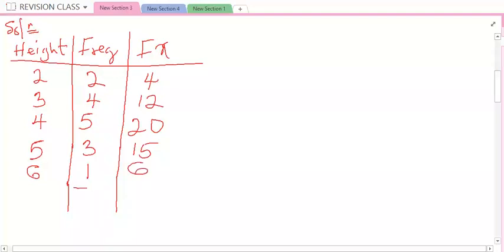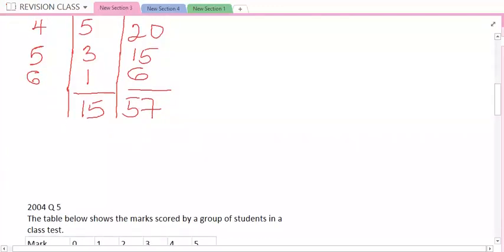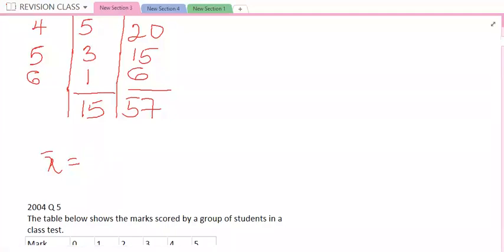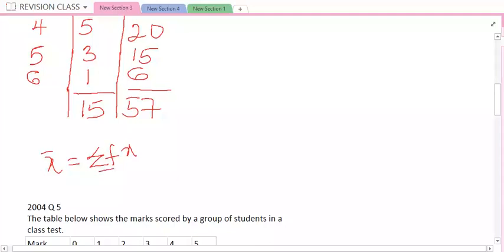You now go down. You take the summation of all the frequency and the summation of all the fx. If you take the summation of all the frequency, 2 plus 4 plus 5 plus 3 plus 1, you're going to have 15. Then the summation of fx, that's 4 plus 12 plus 20 plus 15 plus 6, you're going to have 57. So what's the formula? How do we calculate mean? Mean is given by the formula summation fx over summation f. That's the formula for calculating mean.